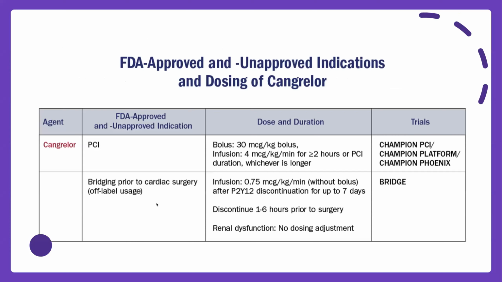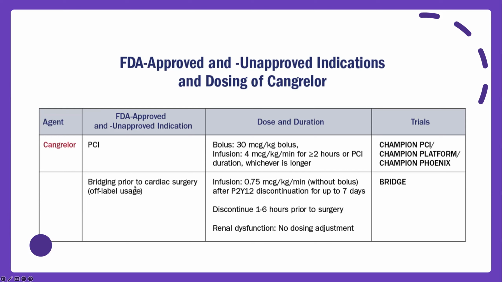So what is the FDA approved use and indication for cangrelor during PCI, and how did we get here? Basically, for the dose, you give a bolus and then you infuse for 2 hours or the PCI duration, whichever is longer. And these are the 3 trials that looked at this: Champion PCI, Platform, and Phoenix. Some of them are equivocal and some of them positive. We'll quickly go through them.